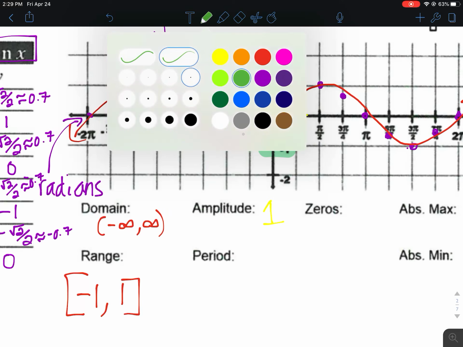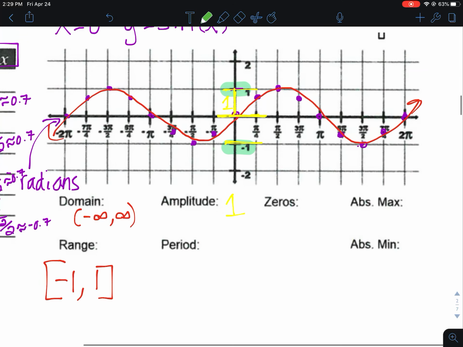All right, our period is how long it takes for this function to repeat itself. So if we look here, we started at 0. It went up, back down, and then back up, and it didn't start to repeat itself until we got to 2 pi. So if I think about the period, it goes from 0 to 2 pi. Well, that distance then is 2 pi spaces.